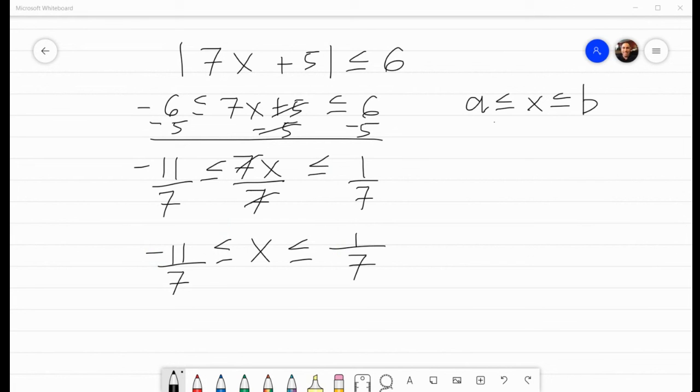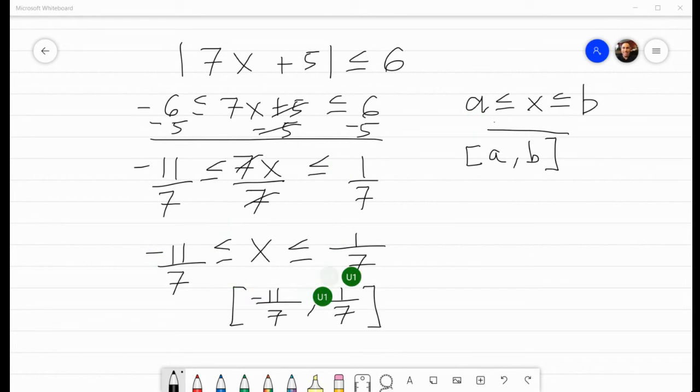Right? And now we have this thing basically, because once we get that, we can get the solution set, right? Normally, it's this closed interval from A to B. So in this case, our solution set would be minus 11 over 7 to 1 over 7, like so.